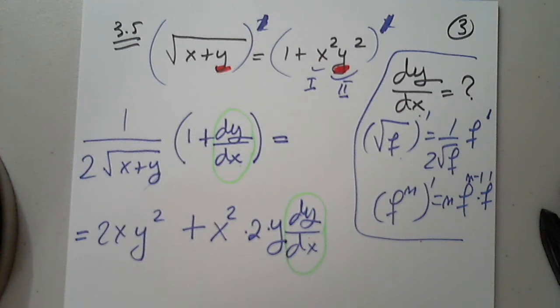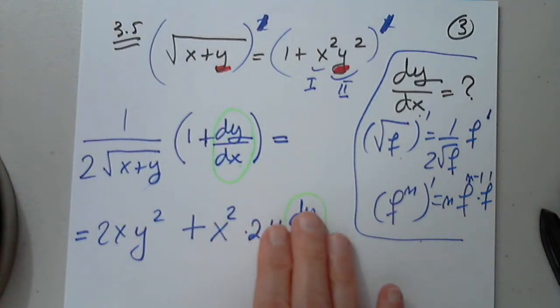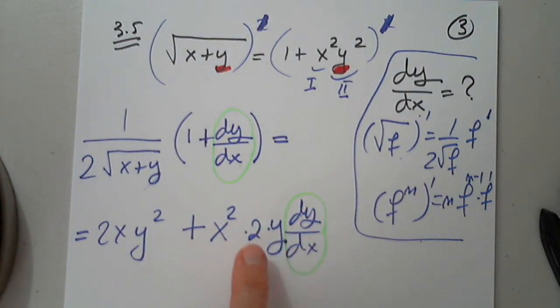Times y derivative. You're talking about this? Yes. So this will be rearranged as 2x squared y dy over dx. But I have to start from the beginning.